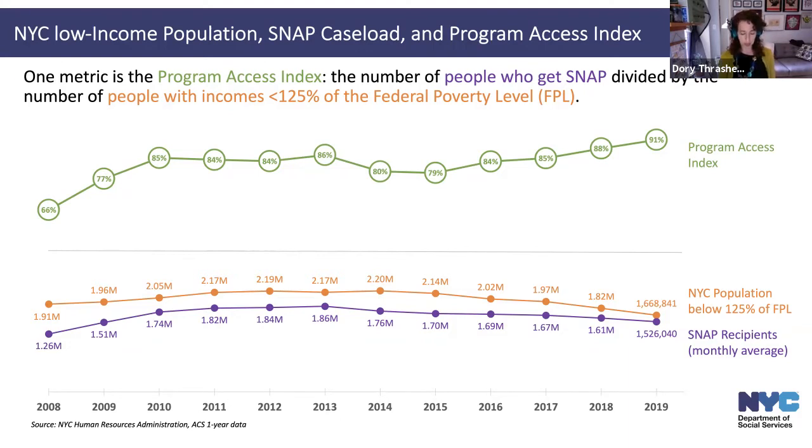It's a really, really rough number, because that cutoff of 125% of the federal poverty line doesn't account for actual SNAP eligibility rules, which are a lot more complex. I will talk about them later. But we can do this math to see that over time, the program access index has been increasing. It was 91% for 2019. That's mostly because though the SNAP caseload has dropped since a post-recession high of about 1.8 million, the number of people in poverty has fallen even faster.